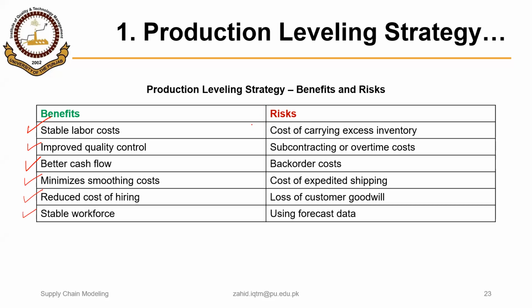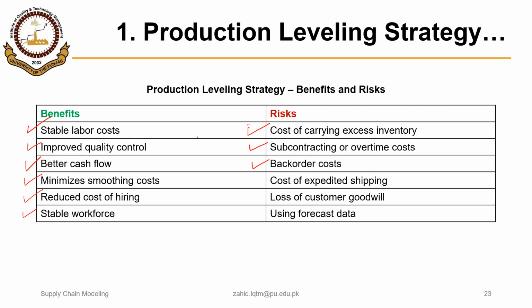The risks include cost of carrying excess inventory. Inventory is an asset. So the more inventory you have to carry and the longer you have to carry it, the longer you are having your cash tied up in the inventory. Subcontracting or overtime costs: when the demand is greater than your capacity, or the sum of the capacity and inventory, then you have to go for subcontracting or overtime. And if you cannot meet the demand in a certain period, there is a back order cost, that is unfulfilled customer order. That is also called lost sales, cost of lost sales.